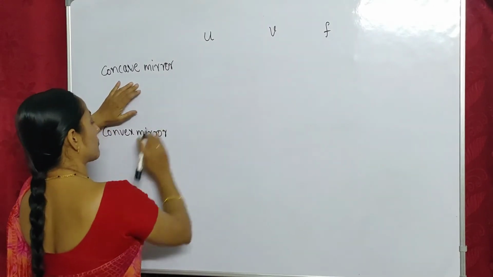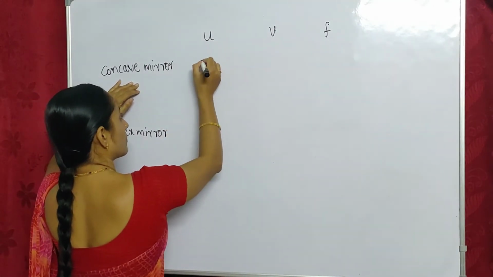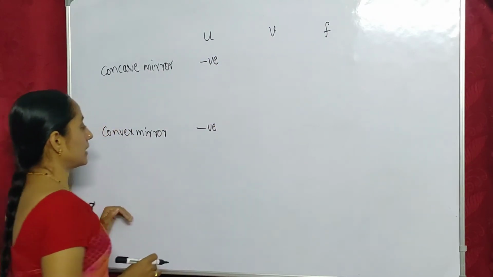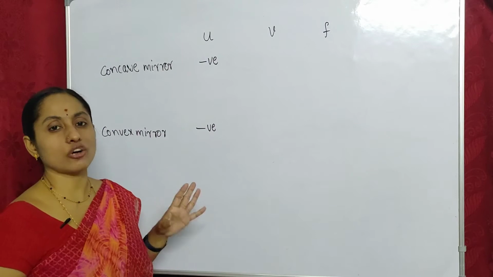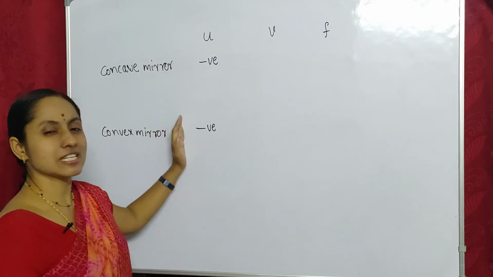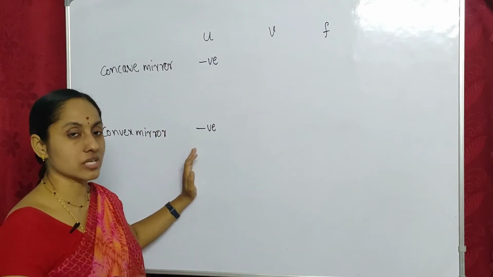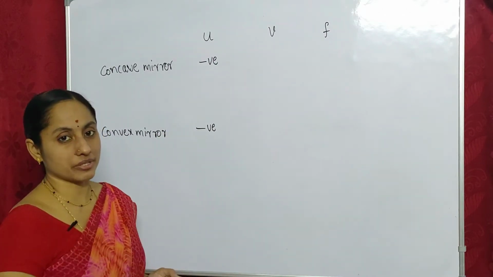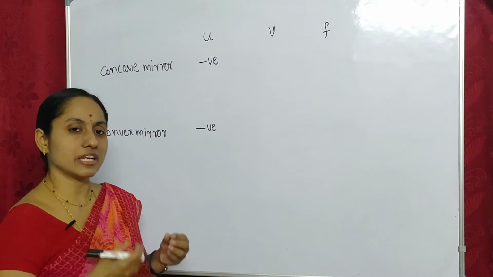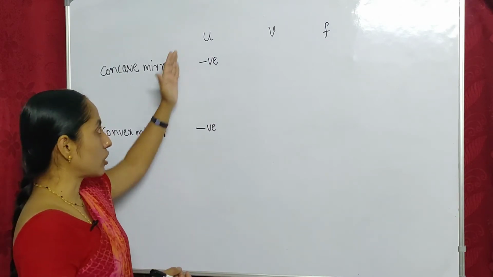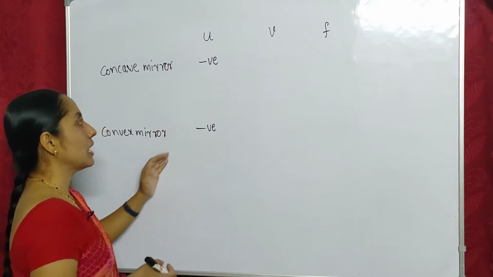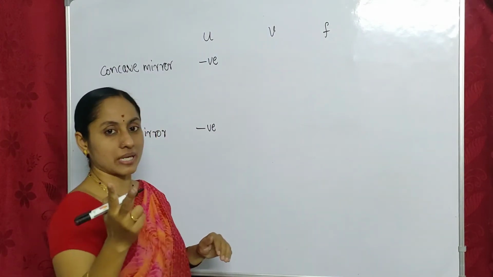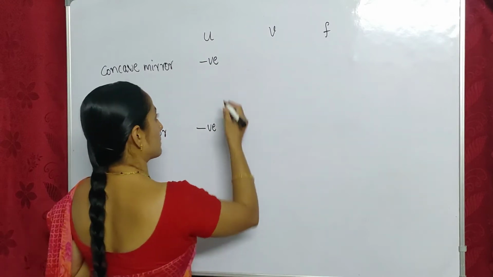Whether it is concave mirror or convex mirror, object distance is always negative, because we place the object on the left side of the mirror. So our condition, because we take one certain condition, according to that condition we follow this. And then when it comes to images, they are again two types. So we are considering two types of images.